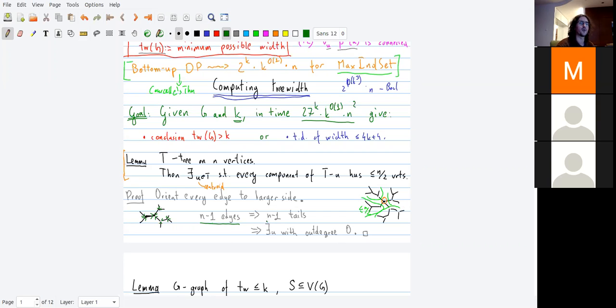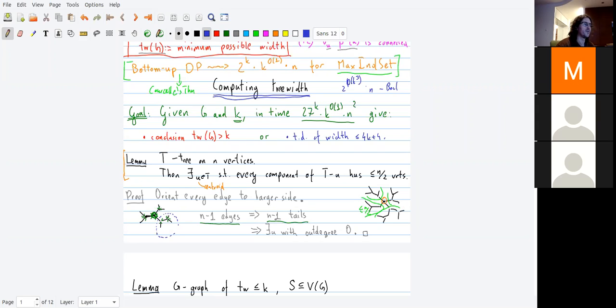So after orienting those edges, I have n minus 1 tails of those edges. However, we've got n vertices in total. So there must be a vertex here, the central vertex, which is not a tail of any edge in my tree after orientation. So let's look at this vertex.